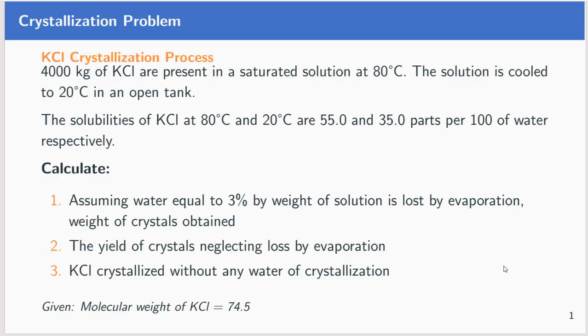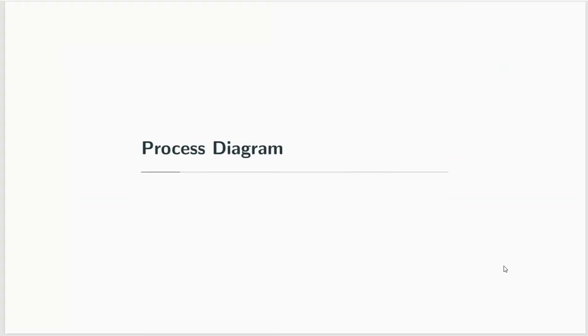We need to calculate three things. First, the weight of the crystal obtained, assuming 3% of the solution weight is lost by evaporation. Second, the yield of crystal if we neglect evaporation loss. Third, note that the KCl crystal has no water of crystallization. The molecular weight of KCl is given as 74.5. Let me show you the process flow diagram.